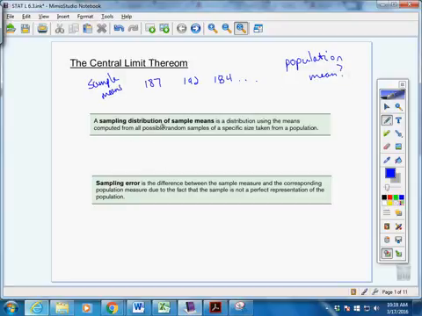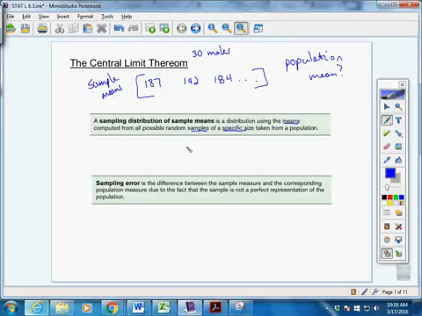So a sampling distribution of sample means is a distribution using the means computed from all possible random samples of a specific size. Okay, so we're taking the means of samples of the same size, and this was up here 30 adult males. So this is our sampling, all these numbers.